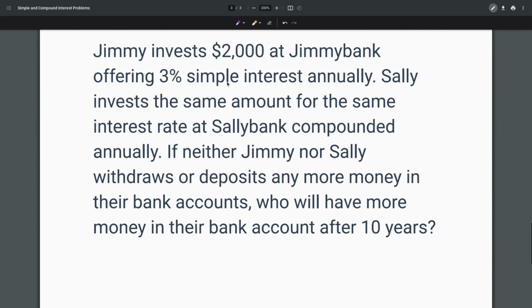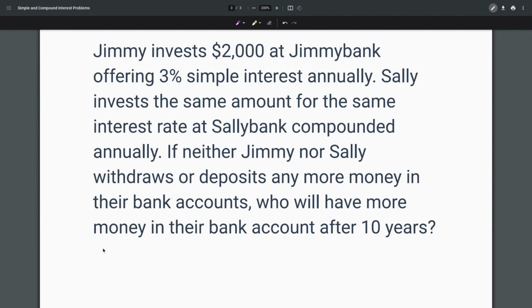Okay, let's look at this problem. So Jimmy invests $2,000 at Jimmy Bank, offering 3% simple interest annually. Sally invests the same amount for the same interest rate at Sally Bank, compounded annually. So we have simple versus compound interest. If neither Jimmy nor Sally withdraws or deposits any more money in their bank accounts, who will have more money in their bank account after 10 years?